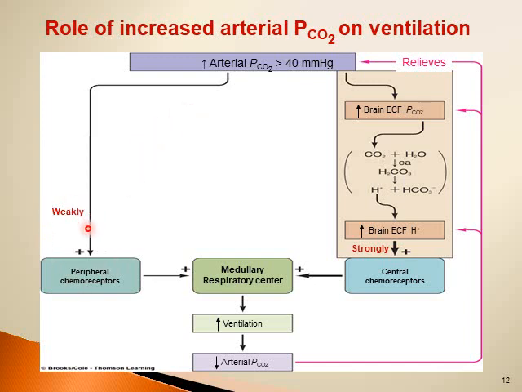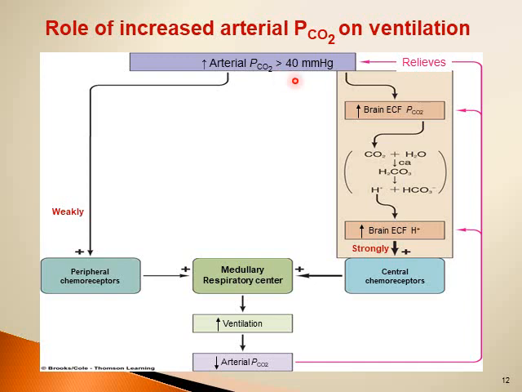first it will weakly stimulate the peripheral chemoreceptors. Peripheral chemoreceptors will send input to the medullary respiratory center, and this will increase ventilation. Increasing ventilation will wash out carbon dioxide from the blood. This will decrease arterial carbon dioxide partial pressure back to normal, which is 40 millimeters of mercury. And this action on the peripheral chemoreceptors is weak. But the main action of carbon dioxide is its action on the central chemoreceptors.